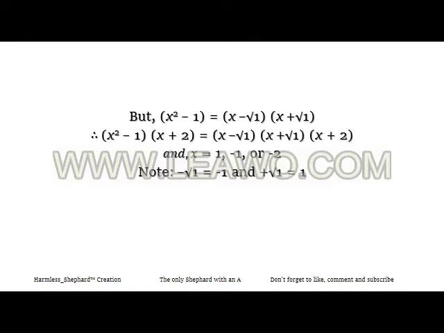Hope that's simple, right? So let's go to the next one. That's factorization by using the free term.